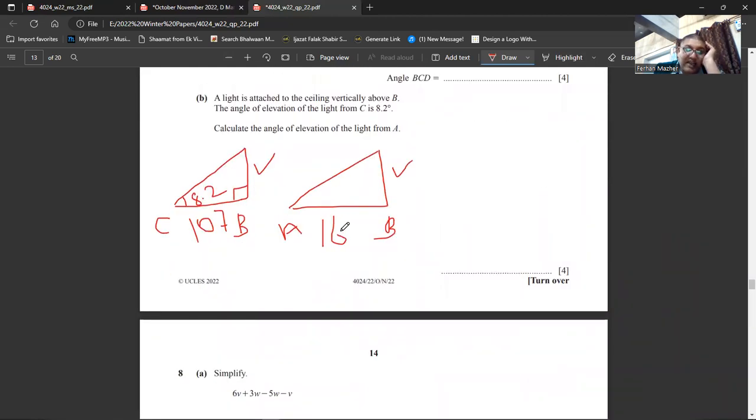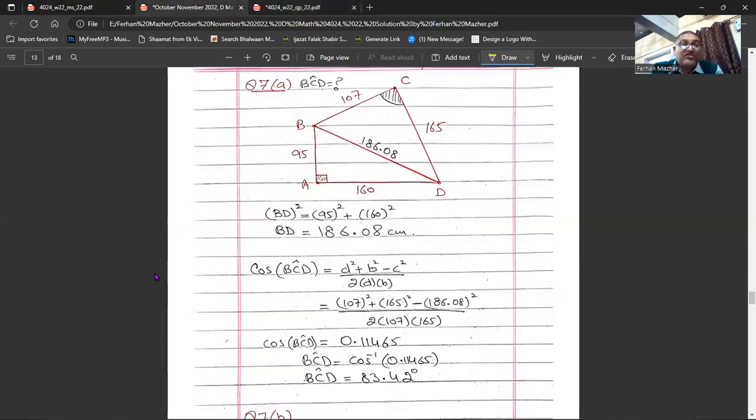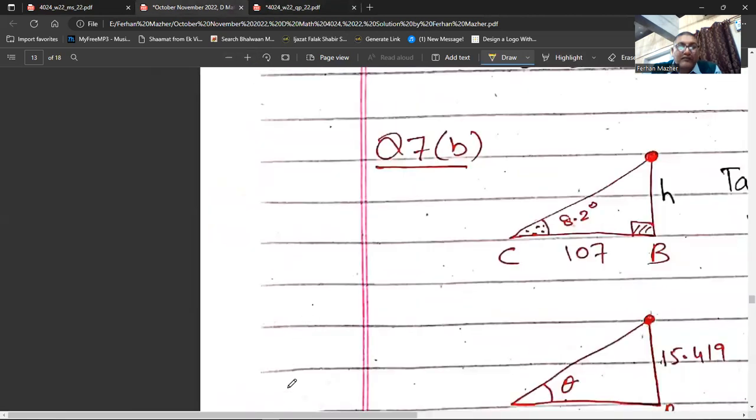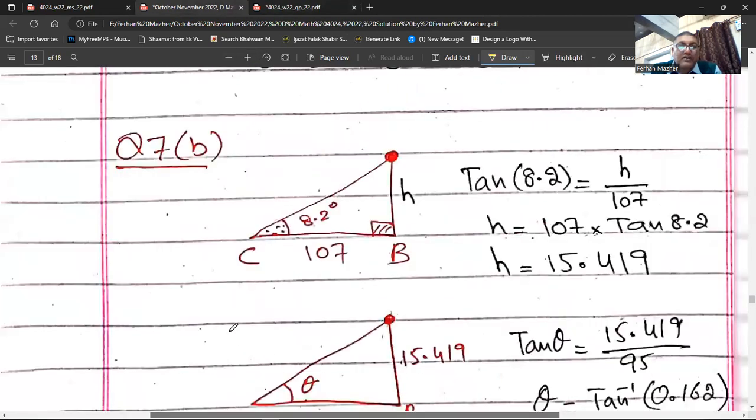And now I know this height also from this previous figure. So they will ask me to find out this: the angle of elevation of the light from A. Then again, I will apply the tan and I will find this angle. Very simple, straightforward question. It's a 4 marks question. Let me show you. Okay, so here we go.